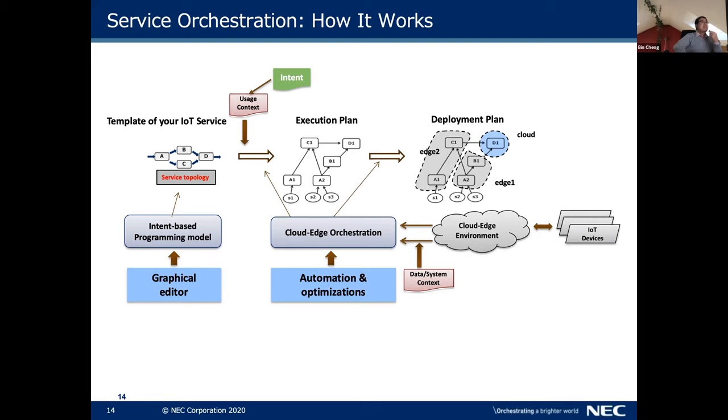In terms of the last part, how we orchestrate the service: this graph is given by the application developer, and then after receiving a trigger, which is an intent, the system starts to figure out how to generate the execution plan, which consists of the concrete instance of each task and also the concrete configuration in terms of which input data goes into which task and which type of output is produced. This execution plan is also a graph. The last step is to decide how to split this graph into different parts, so we can deploy them to different edge nodes.